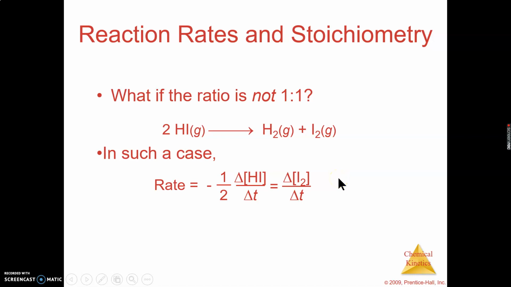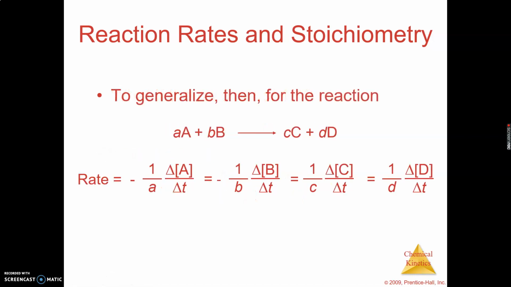And so when we look at a generic equation, little a's represent your coefficient, big A's represent the chemical or the molecule that we're talking about. And you can see the negative for A and B because they're reactants. You've got the change in concentration of A over change in time, change in concentration of B over change in time, and then 1 over a or 1 over b, whatever that coefficient is, whether it's 1, 2, 3, 4, 5, 6, 7, 8, 9, 10, whatever it might be.